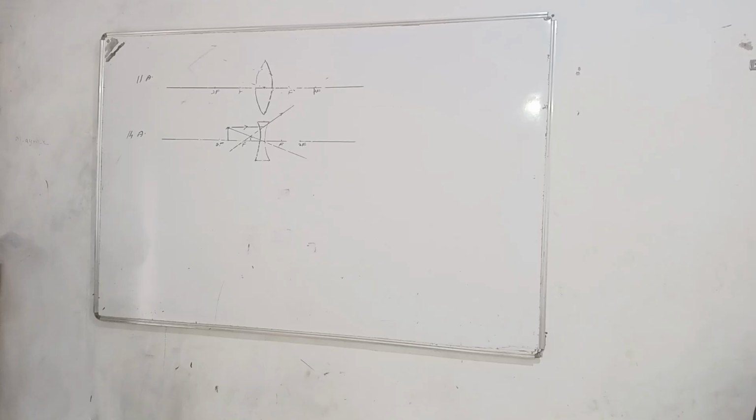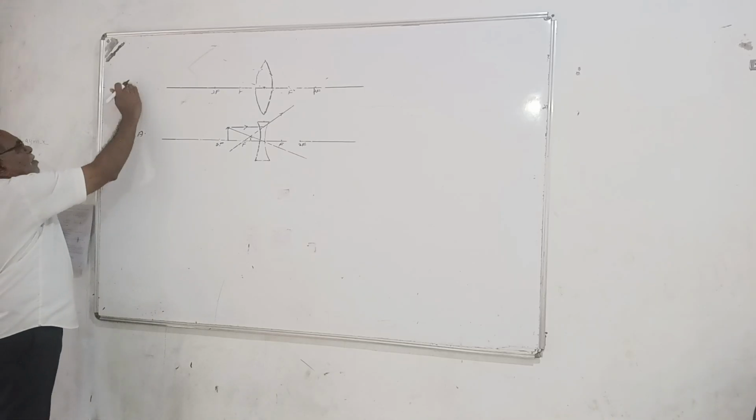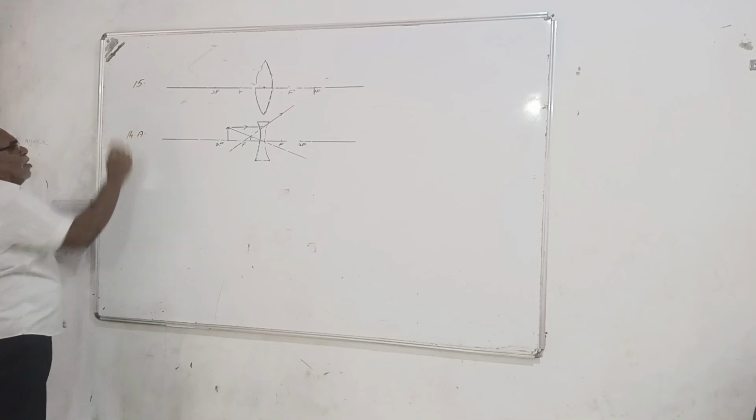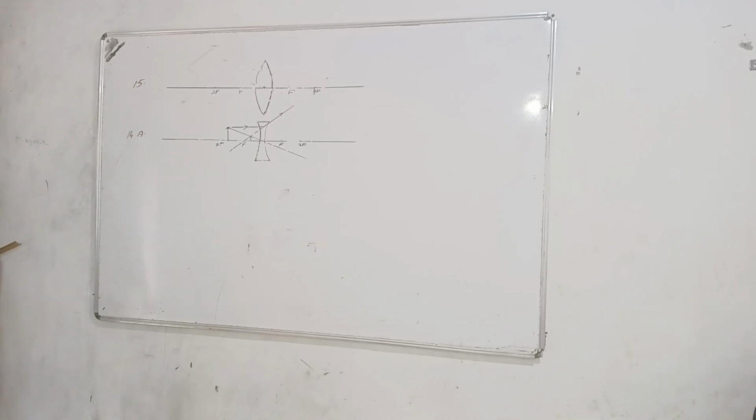So question number 15, look. Question number 15. The object OB is placed between the focus and the convex lens. Question A. If the height of the object is 3 centimeter and the height of the image formed is 9 centimeter, find the magnification.